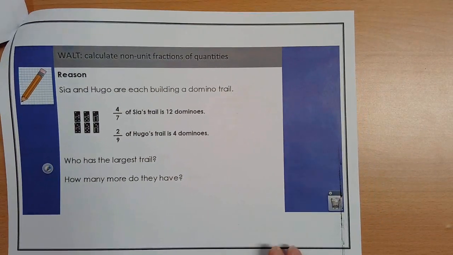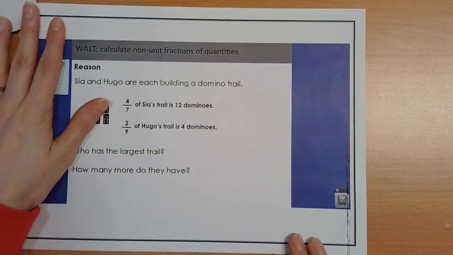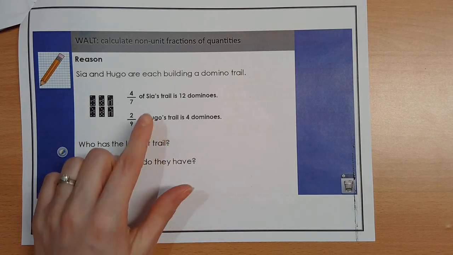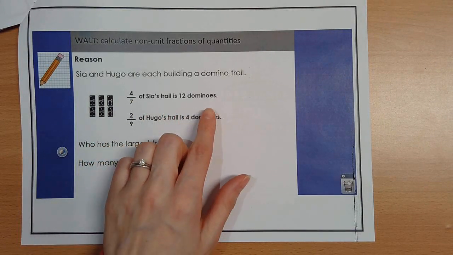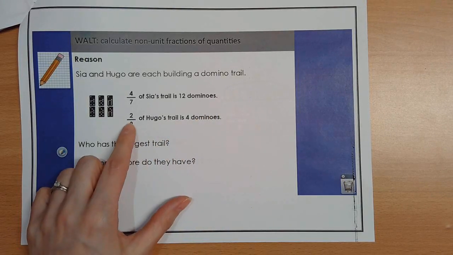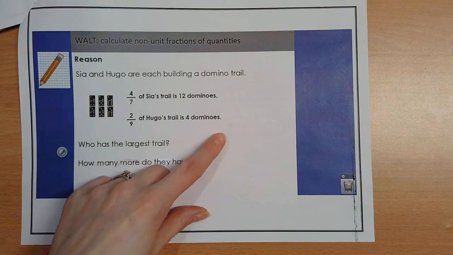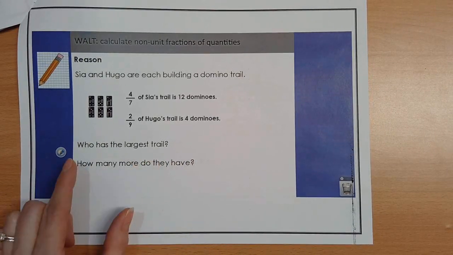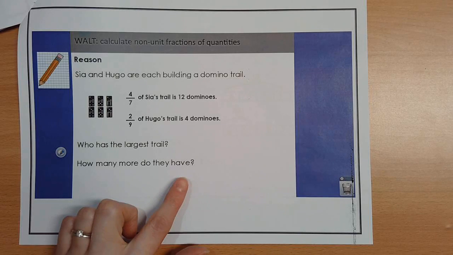And final question, a bit more challenging this time, a bit more to work out. Sia and Hugo are each building a domino trail. So 4/7 of Sia's trail is 12. 2/9 of Hugo's trail is 4. Who has the largest trail, and how many more does that person have?